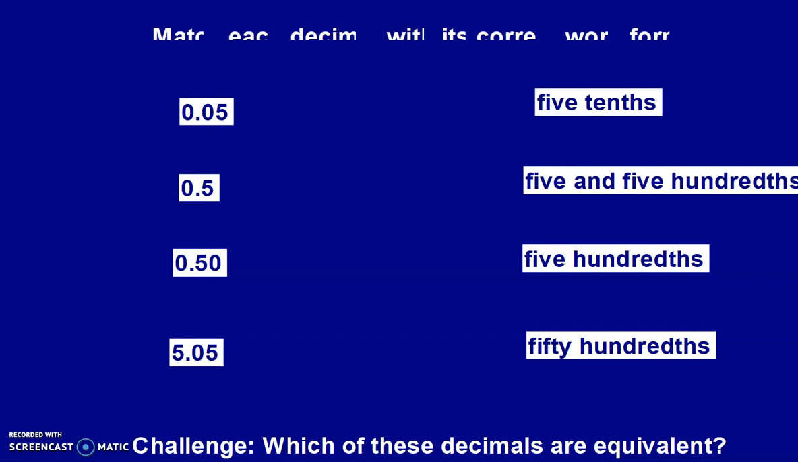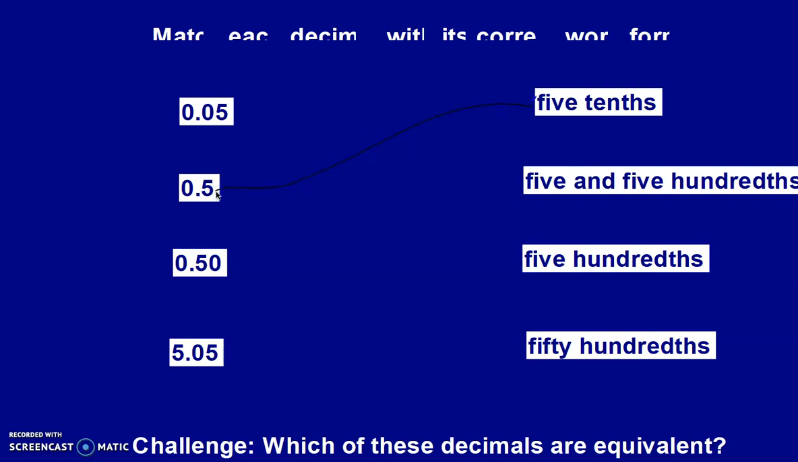For this next part, you need to match up the decimal form with the correct word form. So pause the video, see if you can match them up, and then check your answers. First we have on the right 5/10. I know tenths is the decimal directly to the right of the decimal point. So this is 5/10.